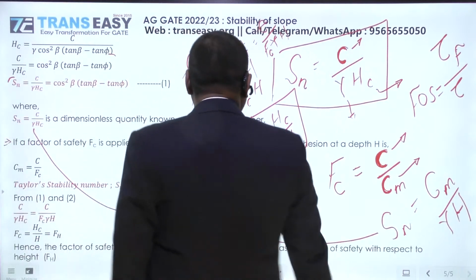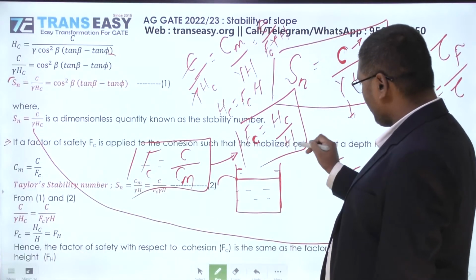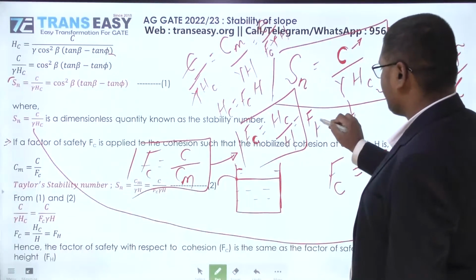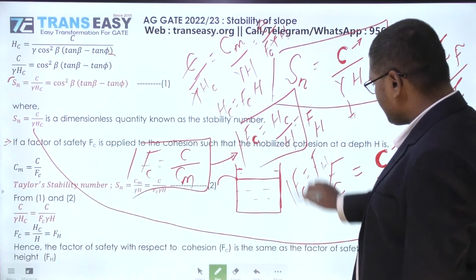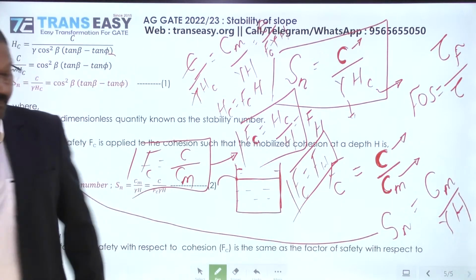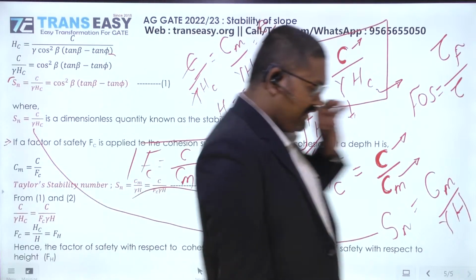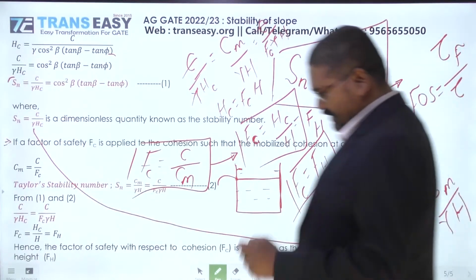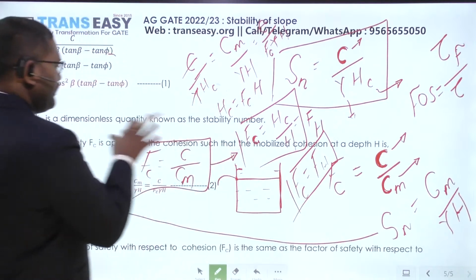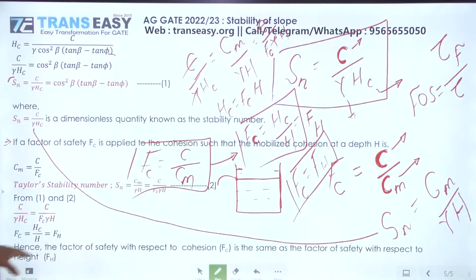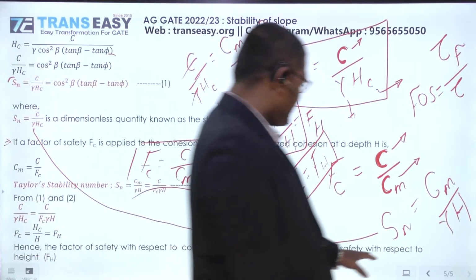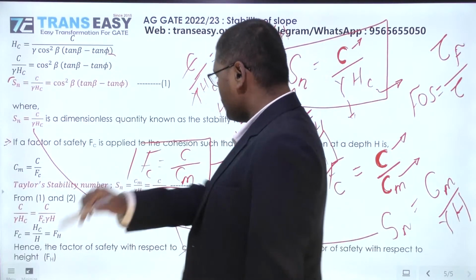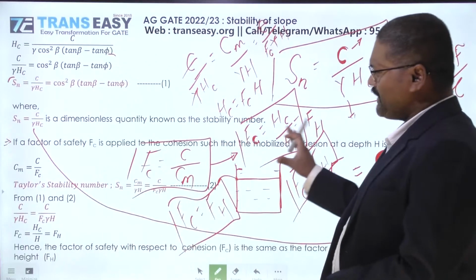and another same Fc upon H. इसको भी हम बोल सकते हैं this is factor of safety with respect to height of the slope, Fh. So Fc and Fh both are same. ये दोनों सेम होगा, चाहे आप कोहेसिव स्ट्रेंथ पर factor of safety अप्लाई करो या factor of safety आप स्लोप के हाइट पर लगाओ, दोनों सेम रिजल्ट देगा. वो रिजल्ट यहां से आपको शो हो रहा है. Hence the factor of safety with respect to cohesion is the same as the factor of safety with respect to height. So Fc is equal to Fh. ओके, सो this is end of discussion.